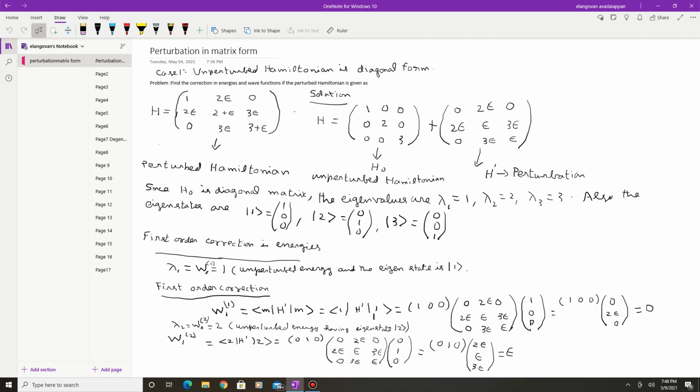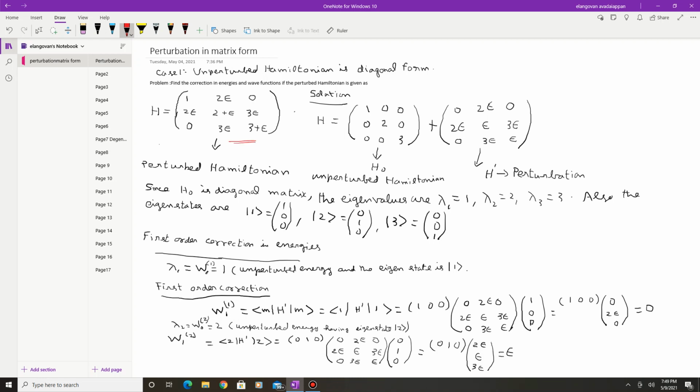In this lecture, we are going to discuss some applications of perturbation theory. Now here we are taking the perturbation matrix form. So the problem is to find the correction in energies and wave function. If the perturbed Hamiltonian is given as H, this is the matrix given. The elements are 1, 2 epsilon, 0; 2 epsilon, 2, 3 epsilon; 0, 3 epsilon, 3.